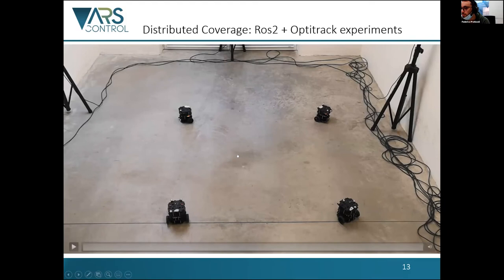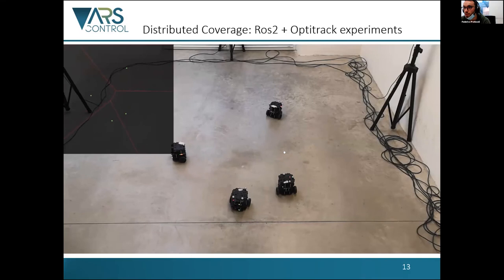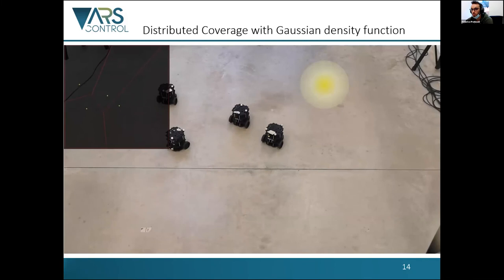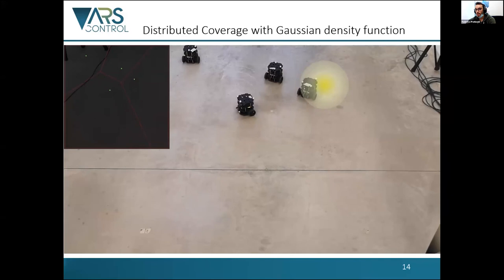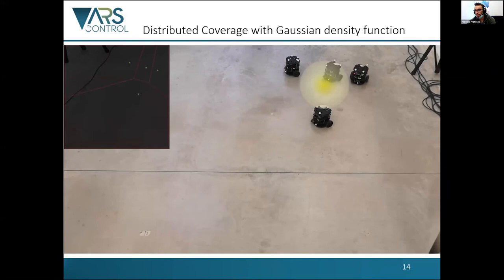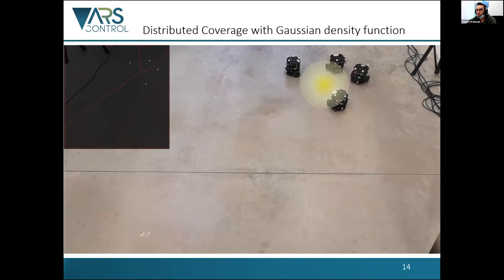We did the same experiments with a coverage-based control. And we did the same experiments with the Gaussian density function. And here the robots spread in the environment maximizing the covered area, which is weighted by the density function. The yellow circle indicates the mean value of the Gaussian distribution and the final position of the group of robots. As I said before, the yellow circle can represent inside the environment an area of interest, for example.